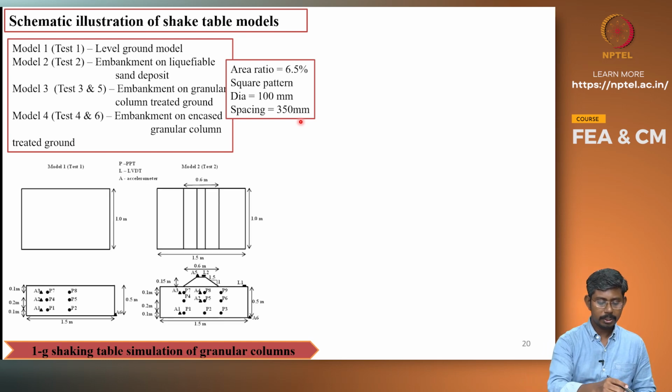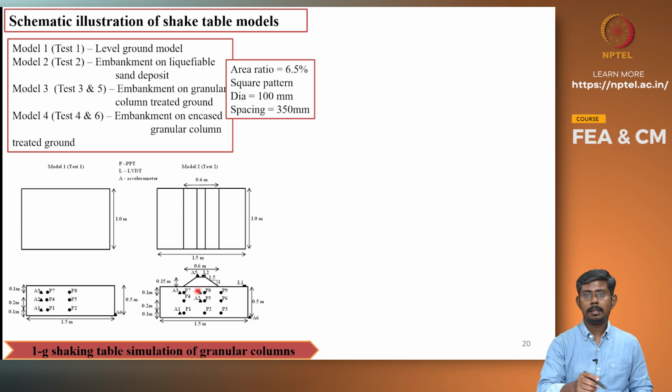So coming to the configuration of the test in plan, the first test is just a level ground, and in the second case an embankment is there. Coming to the instrumentation, these are pore pressure sensors P12, P9, and A12, A6 are the accelerometers, and L1 and L2 are the displacement transducers. These are the instrumented locations wherein the soil responses are tracked during the loading.